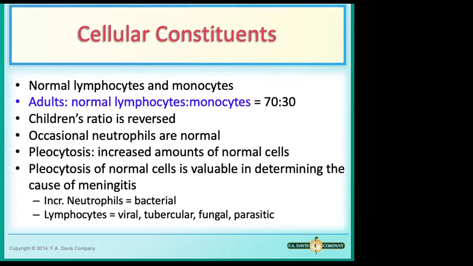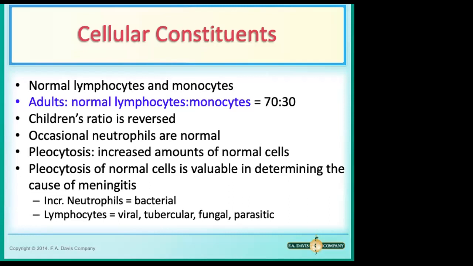So when you start seeing an increase in neutrophils, that can be some sort of bacterial meningitis. But if you start seeing an increase in lymphocytes, that could indicate viral, tubercular, fungal, or parasitic meningitis. So when pleocytosis involves neutrophils, lymphocytes, or monocytes, we want to do our differential count to provide some diagnostic information about the type of organism that is causing this particular infection of the meninges, or meningitis, okay?